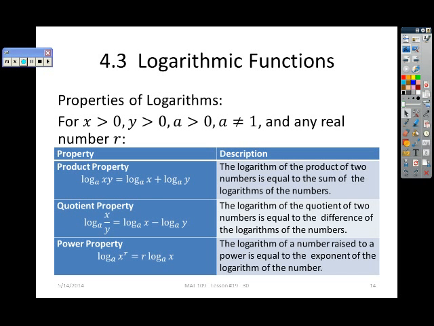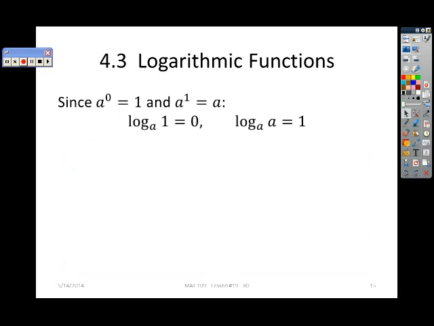So stated in words, you have it this way. Logarithm of a product is the sum of the logarithms. Logarithm of the quotient is the difference of the logarithms. Logarithm of a number raised to a power is the power times the logarithm. And a couple of additional things.